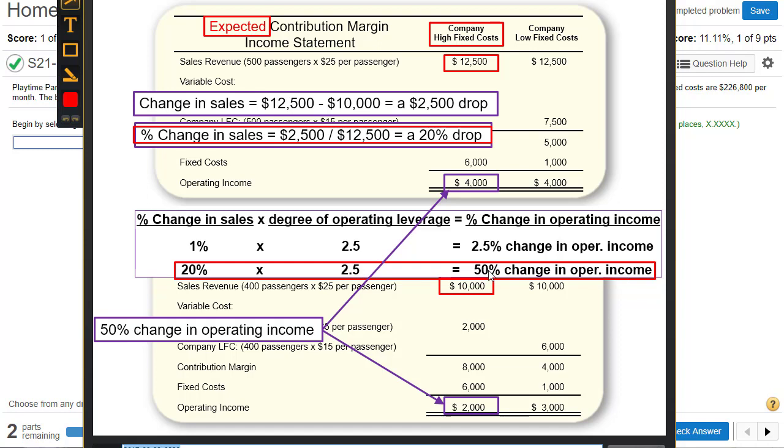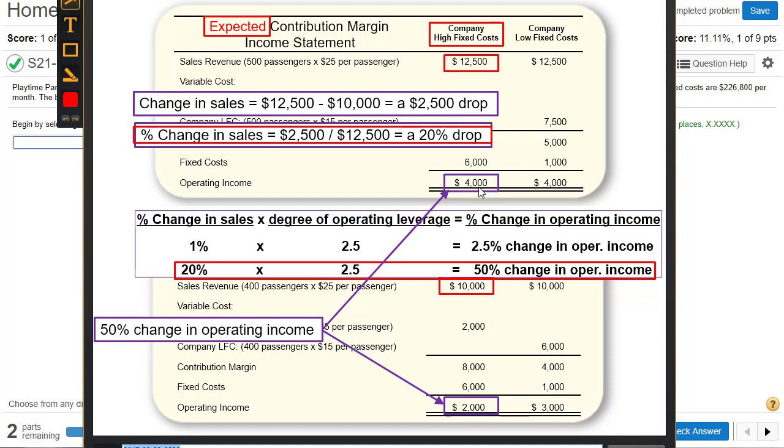income. So we predicted that percentage change for this company would be a 50% change in operating income, and that's exactly what happened. Operating income was 4,000, and then after the sales dropped, the operating income was 2,000, which is a 50% change in operating income. It dropped 2,000 out of 4,000, which is 50%.